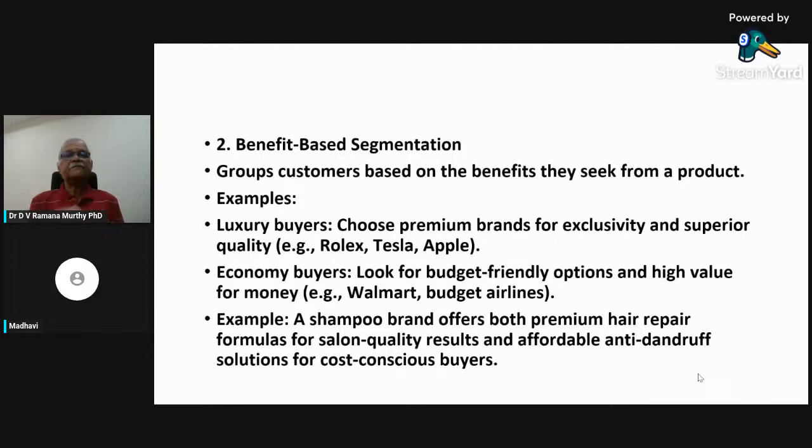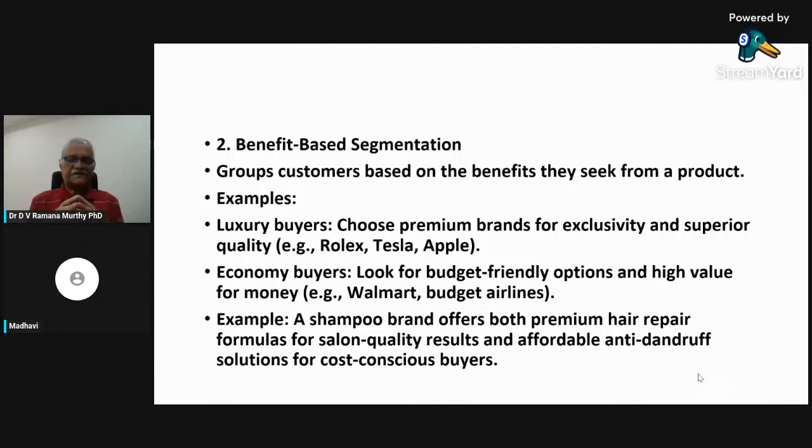Second one is benefit based segmentation. What is this benefit based segmentation? It groups customers based on the benefits they seek from the product. For example, say you are trying to buy a luxury product.